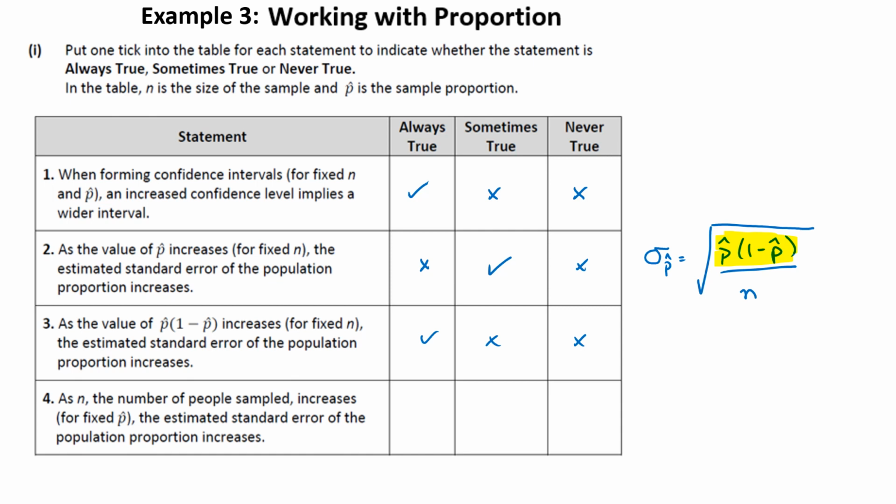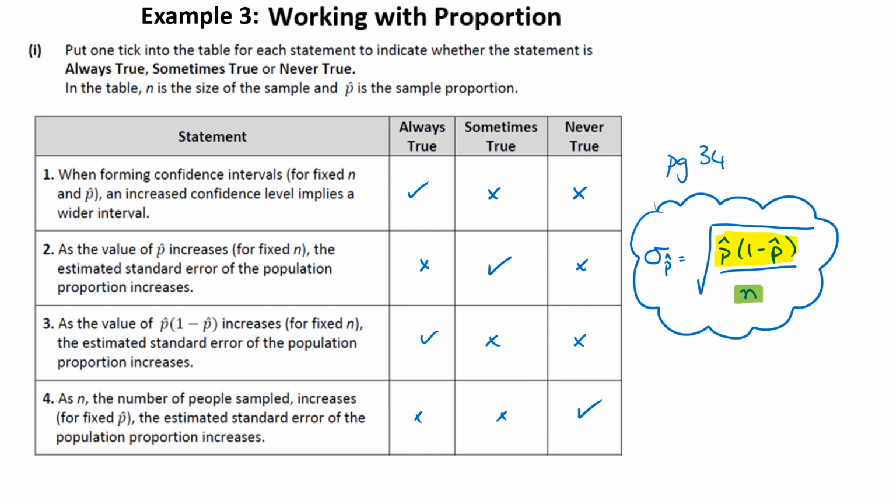As n, the number of people sampled, increases for a fixed p hat, the estimated standard error of the population proportion increases. No. If this n, so let's go back here for a sec, if this n gets bigger, then the fraction gets smaller. So the actual standard error of the proportion will decrease. So that's never true. So we're focusing on this piece here, and we're going to work with that a little bit more. So that's on the bottom of page 34. And that is used when we're working with the proportion.